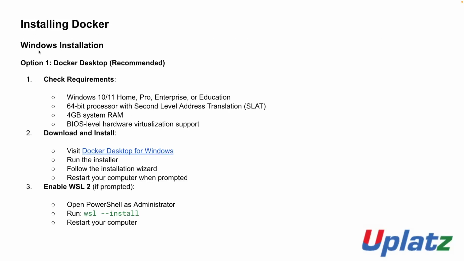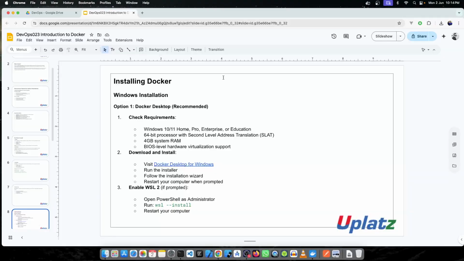Installing Docker. Windows installation. Option 1: Docker Desktop. This is recommended. I'll show you where to go.